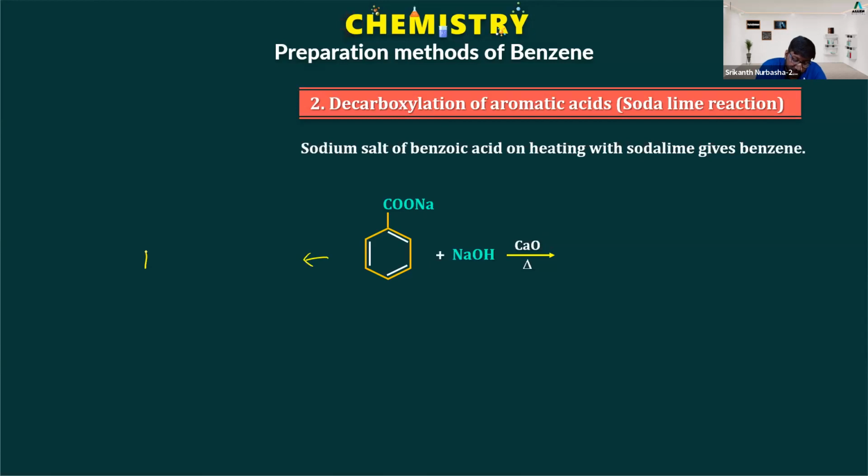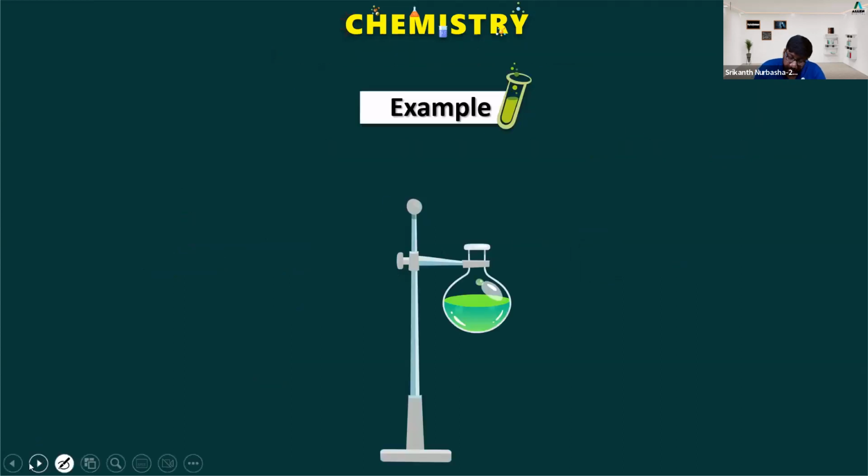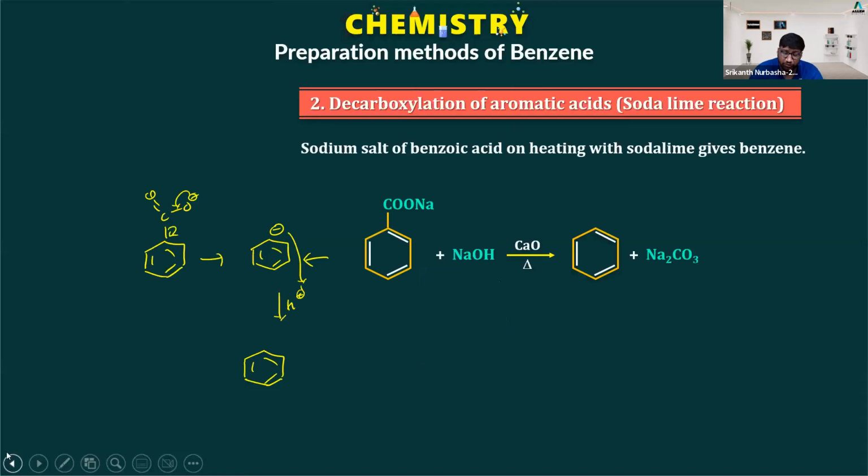So it will form the respective C double bond O minus, which will undergo loss of carbon dioxide and generate this type of aryl carbanion, that will pick up the proton to form benzene. Yes or no? So sodium salt of benzoic acid on heating with soda lime gives benzene. That is the second method of preparation of benzene. The first method is the cyclic polymerization.